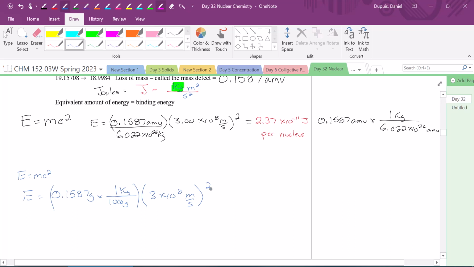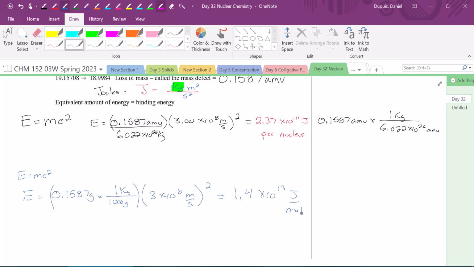Because a joule, if I do the units, becomes kilogram meter squared per second squared. It's a joule. That'll give me about 1.4 times 10 to the 13th joules per mole, or 1.4 times 10 to the 10th kilojoules per mole. That's a lot of energy. It is a lot of energy.